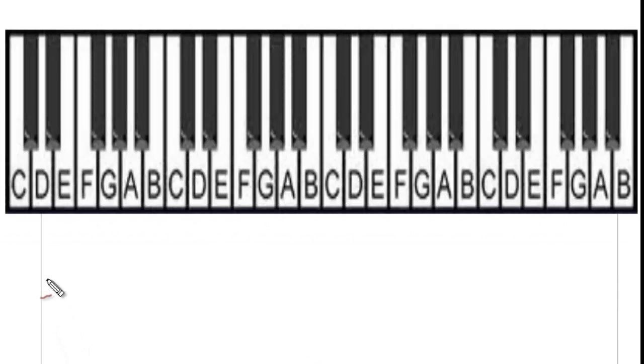Now on this particular diagram we're beginning on the letter C. C, D, E, F, G, A, B, C. And then the same sequence of notes occurs again. C, D, E, F, G, A, B, C, and so on, for the entire length of the keyboard. And as we know, the white notes on the piano represent the C major scale.